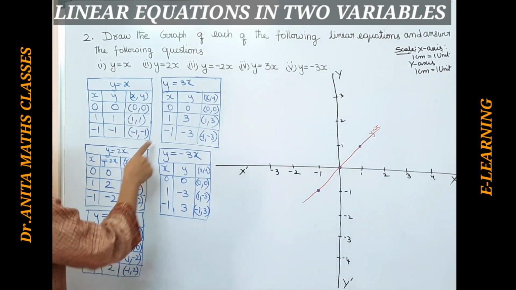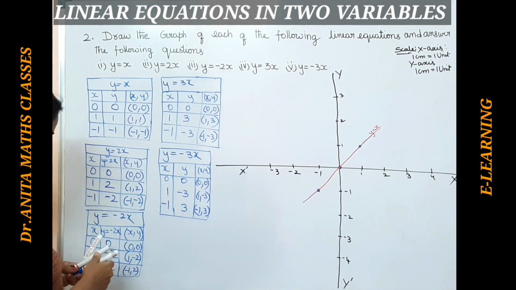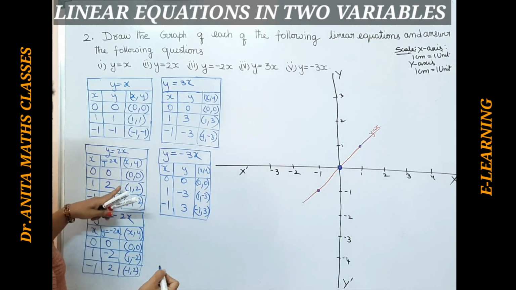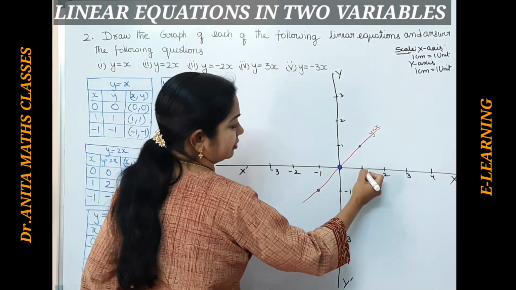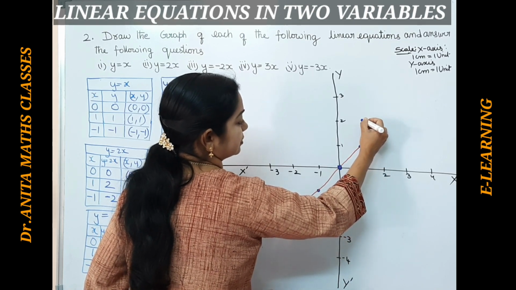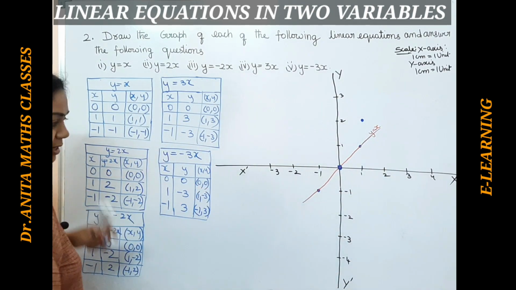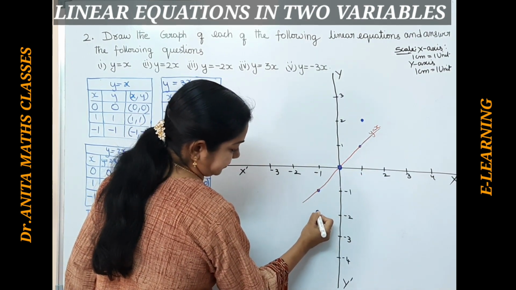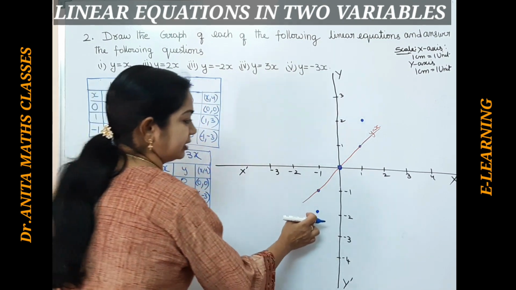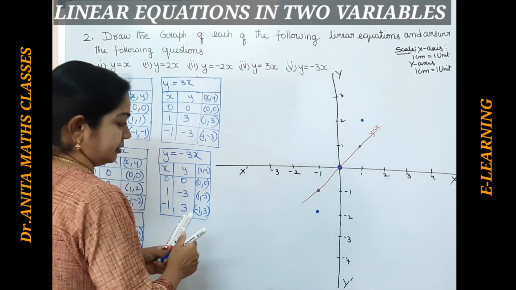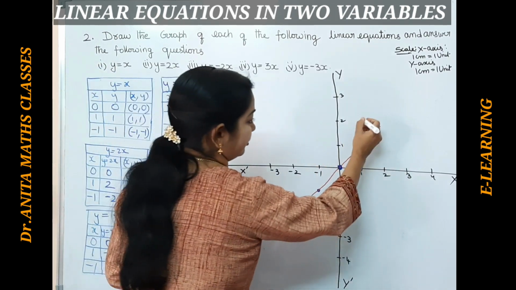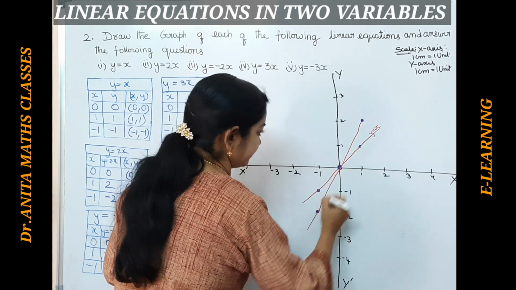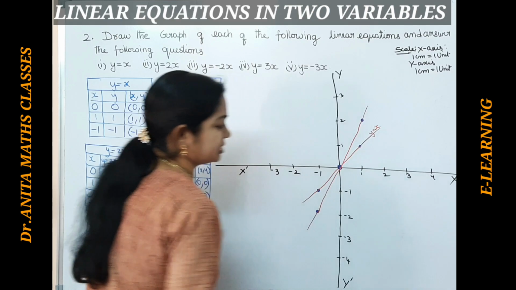Now we will plot the second one, y is equal to 2x. The first point is 0 comma 0, the same point. The second one is 1 comma 2, with 2 on the y-axis. Next the third point is minus 1, minus 2, this point. Okay. So let us join these 3 points using a scale. Because they are linear graphs, straight lines, isn't it? So use a scale.